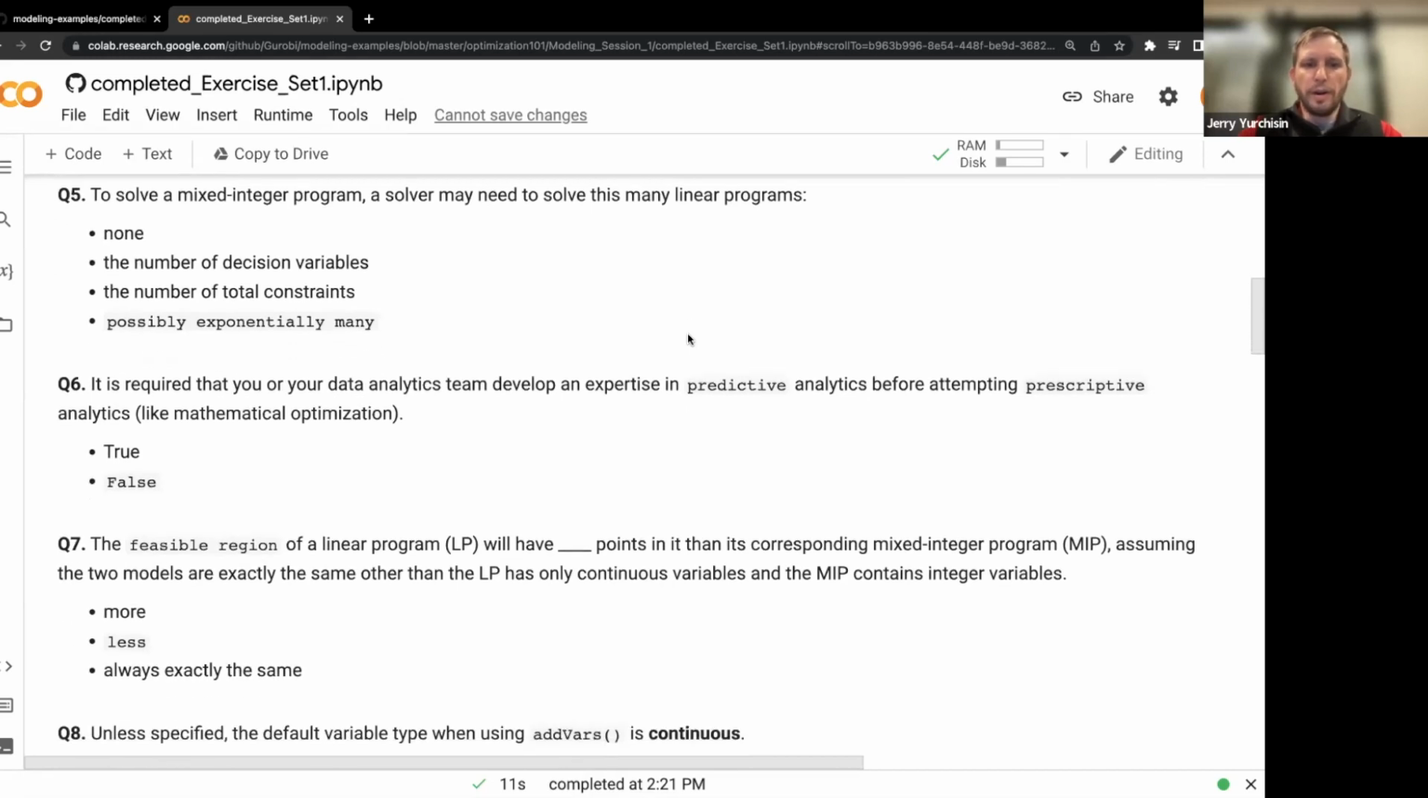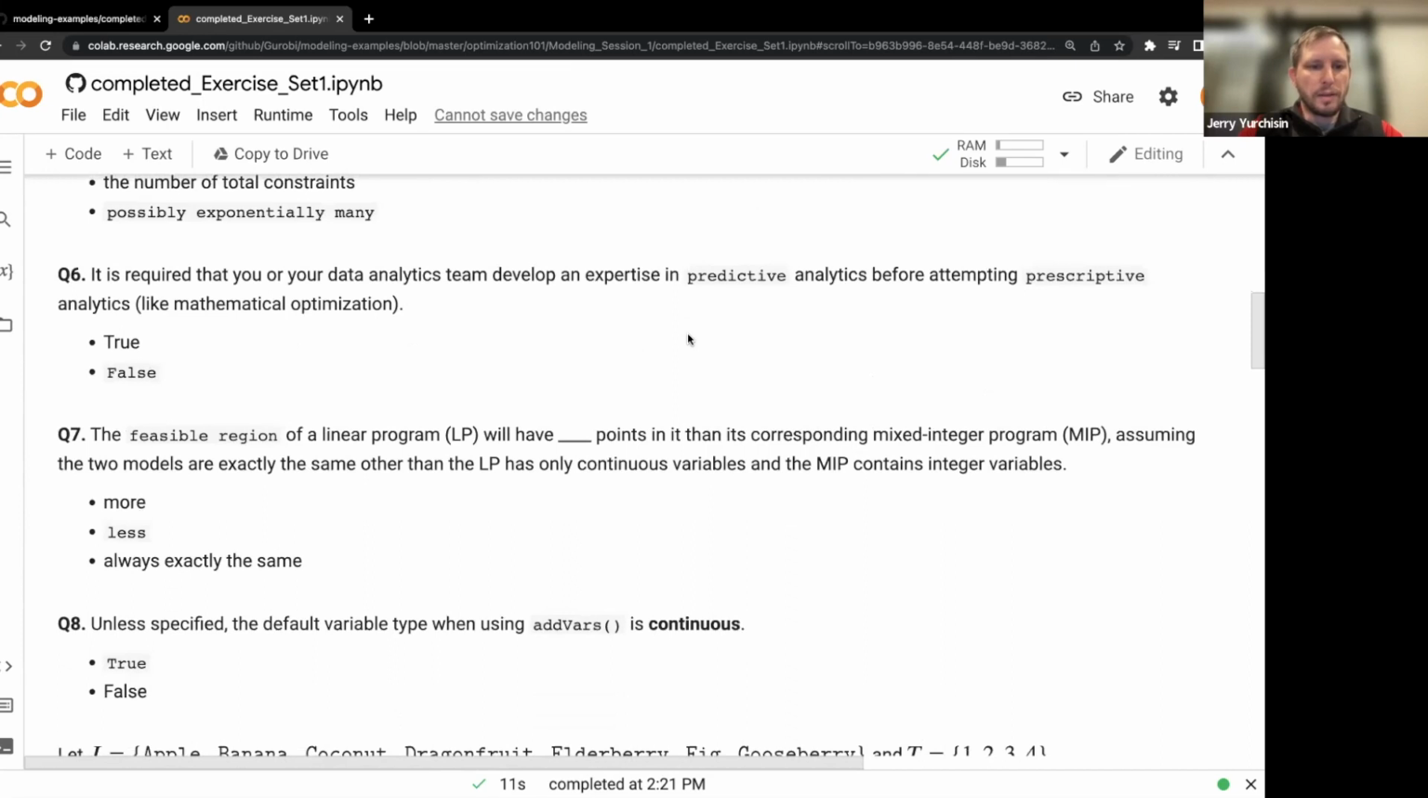Question 6, it's required that you or your analytics team develop a deep expertise in predictive analytics before attempting prescriptive. That is false. When linear programming was invented, machine learning wasn't really a thing. You don't necessarily need a great predictive model before you ask what you can do with this. You can use mathematical optimization, like I said in the previous video, anywhere along your analytical maturity curve.